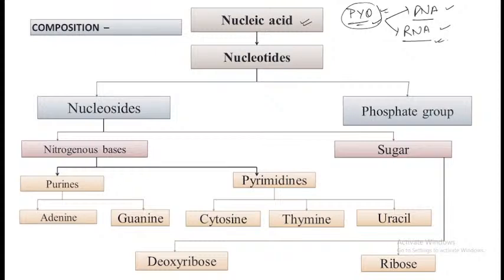So in a nucleic acid, many nucleotides are attached through many bonds, right? So this attachment helps in the linking of these nucleotides very nicely, and as a result of the same, a stable nucleic acid is formed. So nucleic acid is made up of nucleotides.